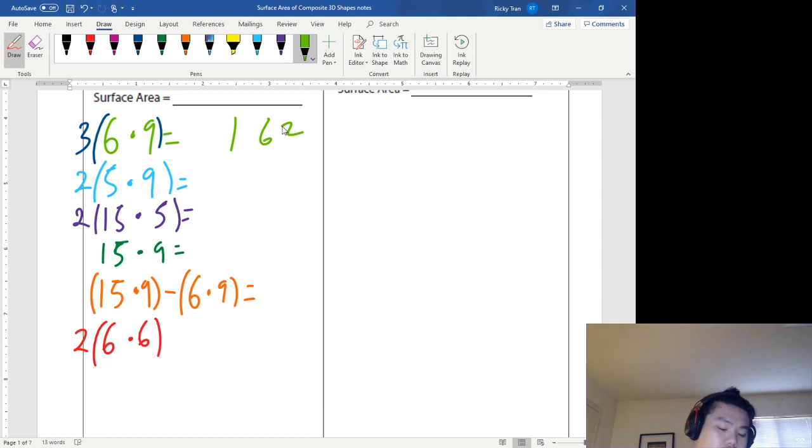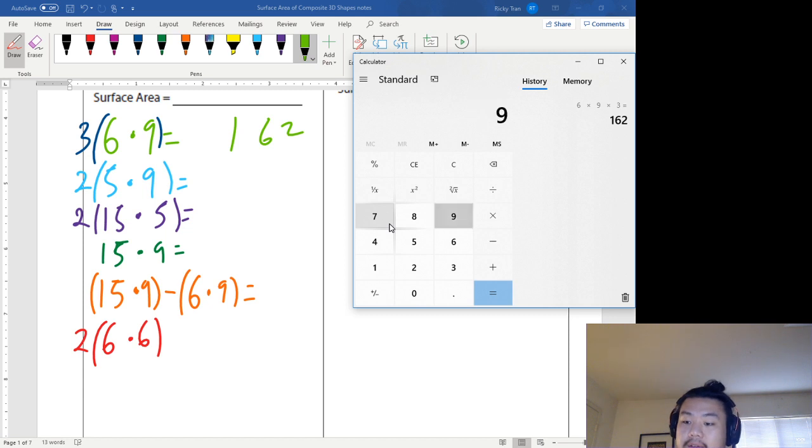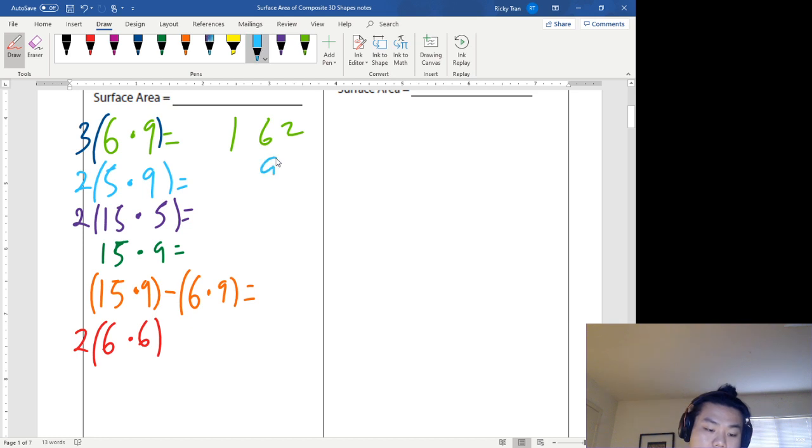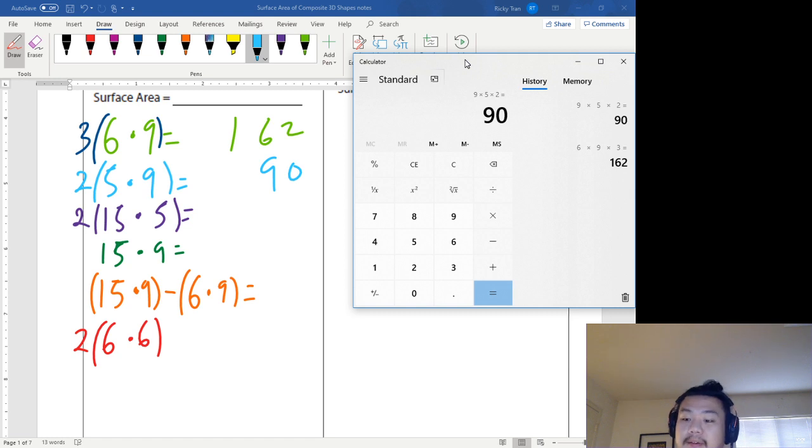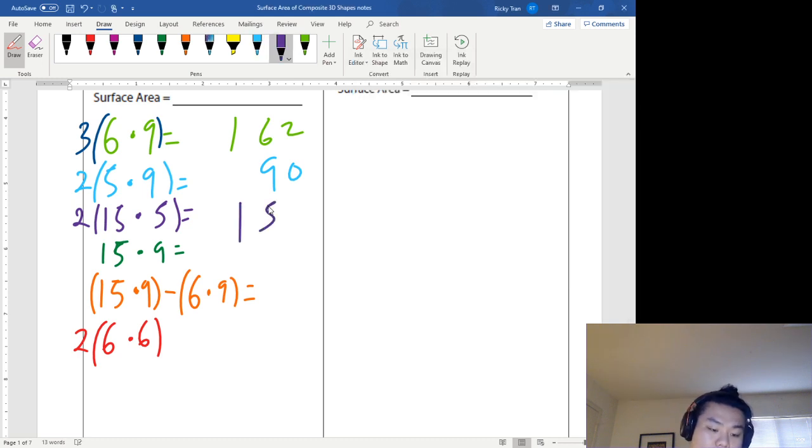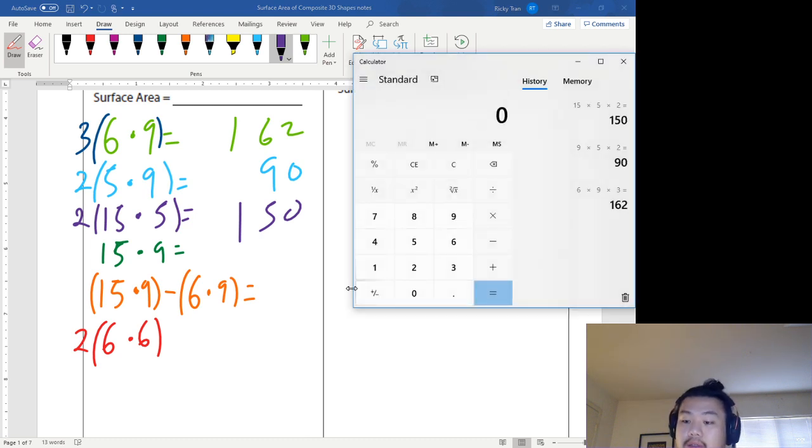Okay, that's fine. All right, so 162, and then we're going to have 9 times 5 times 2, which is 90. Then we have 15 times 5 times 2, which is 150. And then we have 15 times 9, which is 135.